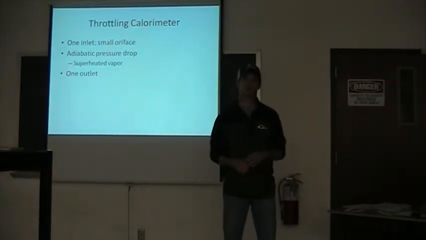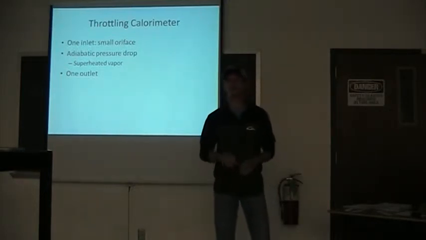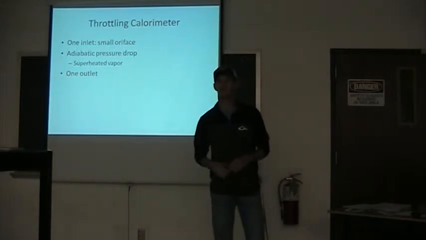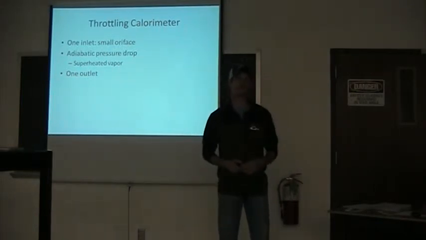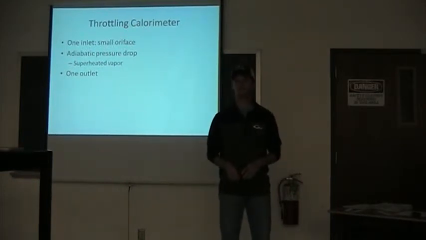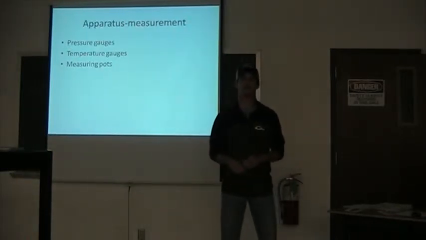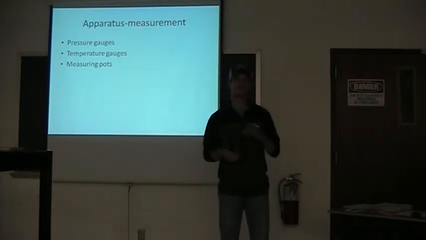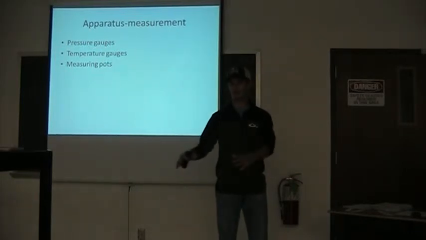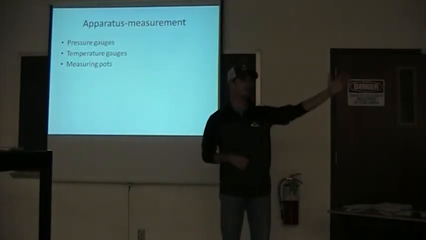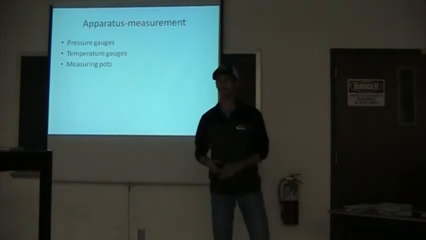It's basically just a small orifice. It's a throttle, which can be described as an adiabatic pressure drop. Now this pressure drop brings the fluid into the superheated vapor state. After that outlet, it goes into a condenser where it's cooled down into a liquid, and that falls into another measuring pot, where that pot represents the amount of vapor that was initially in your two-phase mixture.